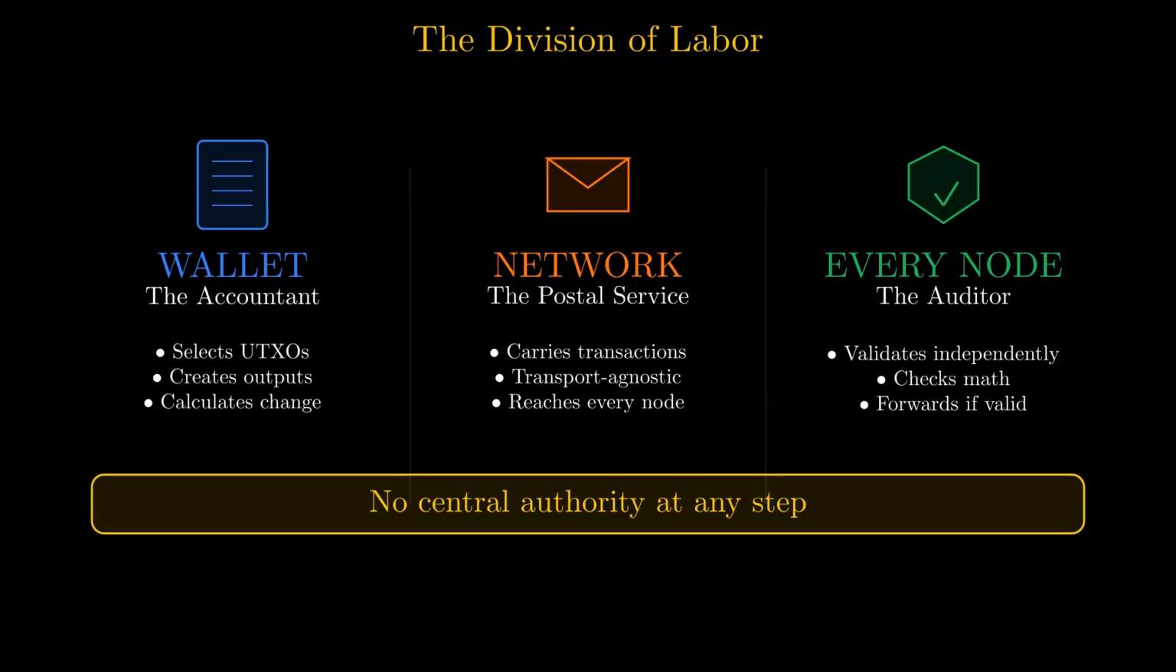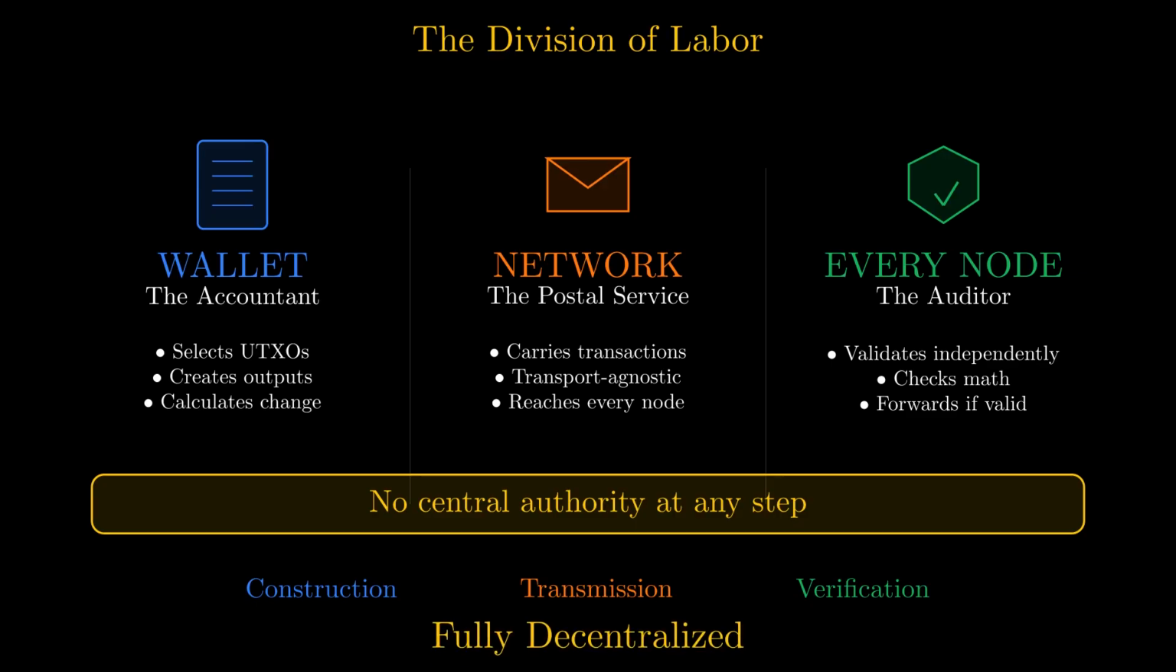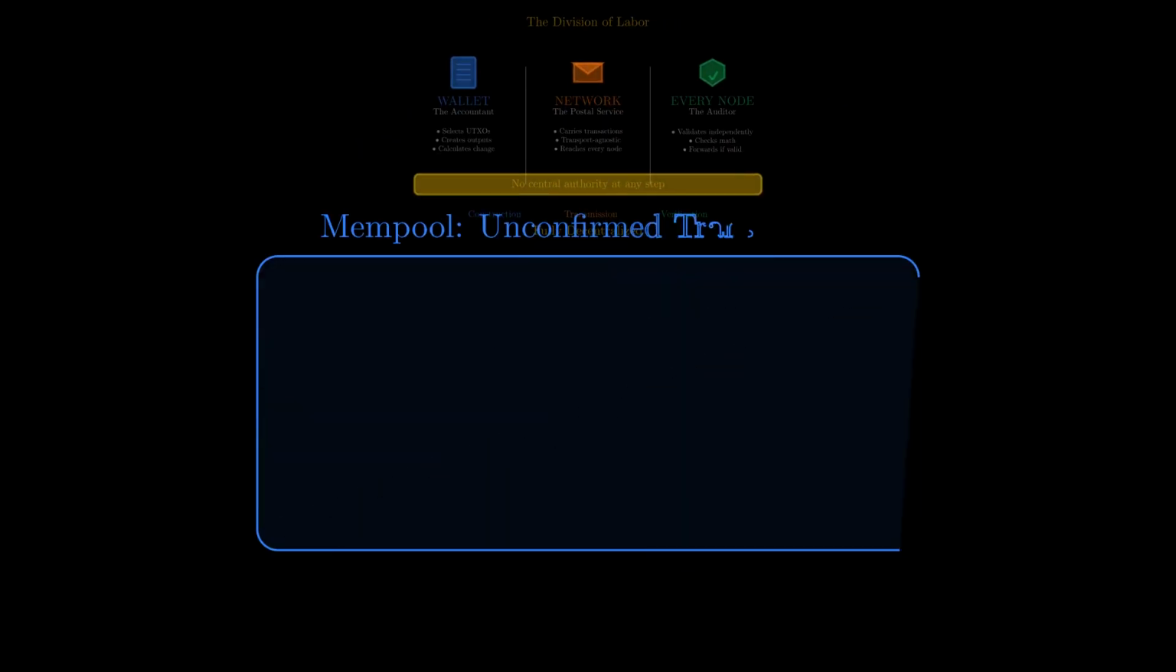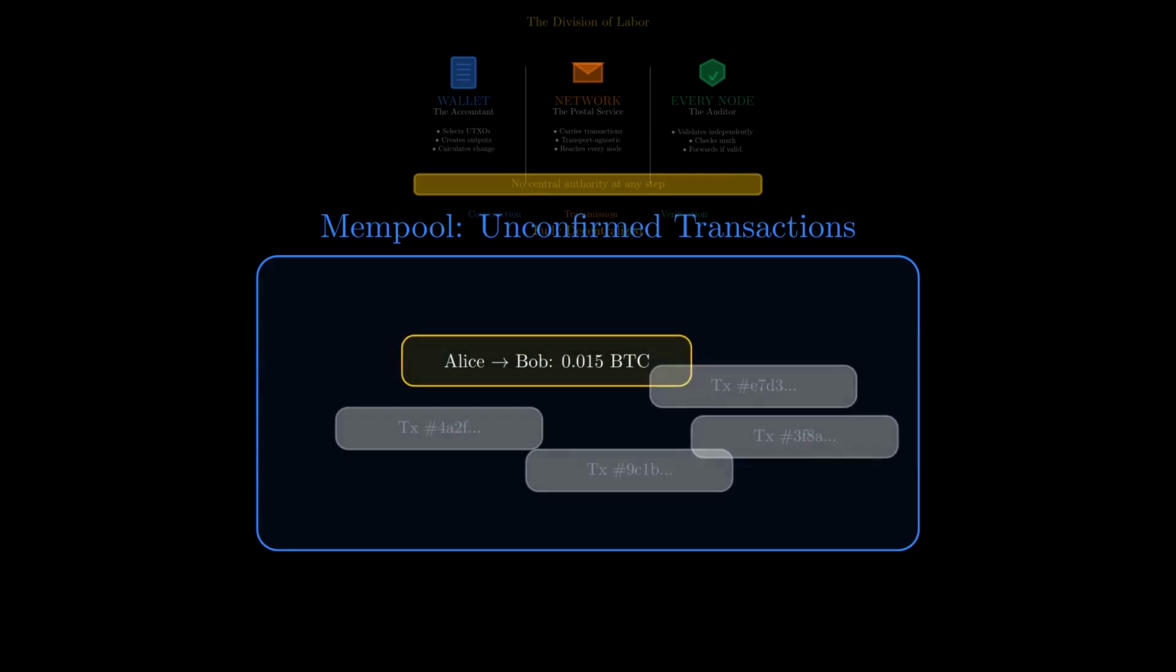No central authority constructed, wrote, or validated this transaction. The wallet built it locally. Any communication channel could transmit it. Every node verified it independently. Construction, transmission, verification. Each piece fully decentralized. That's the Bitcoin design philosophy in action, but the transaction still isn't final. Right now, it floats in a pool of unconfirmed transactions called the mempool. How miners choose which transactions to include in a block and what makes a block irreversible, that's the next video.